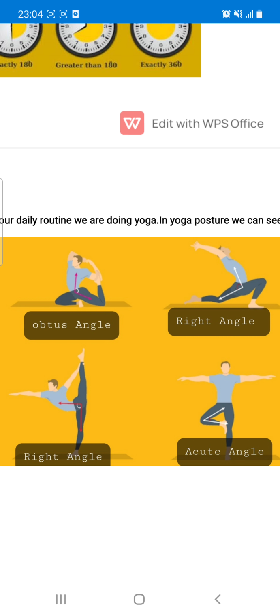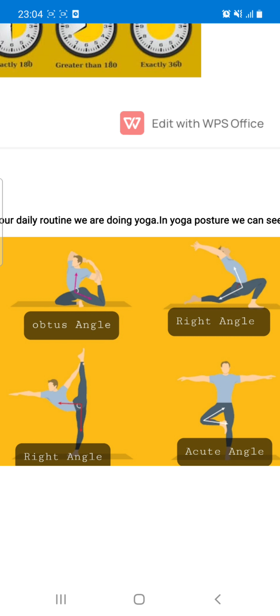Now in the third one, also in one yoga posture you can see the right angle, and in the last one you can see an angle less than 90 degrees and more than 0 degrees. So that is the acute angle. So angles and shapes also play a very important role in our day-to-day life.